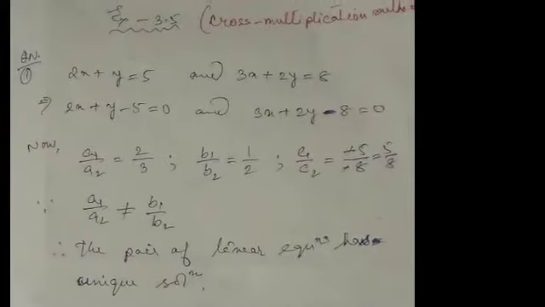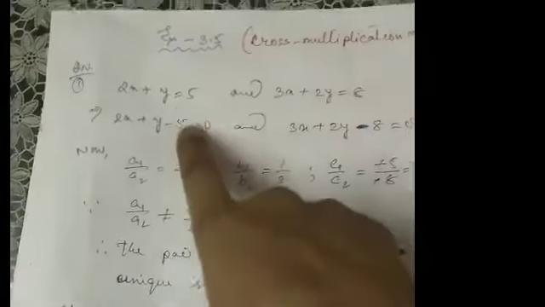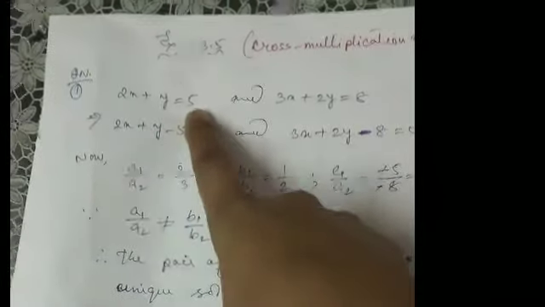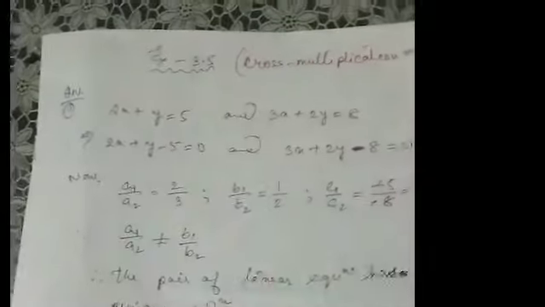I am explaining Exercise 3.5, one question only, by the cross multiplication method. When we do the cross multiplication method, if there is anything on the right hand side, it is to be shifted to the left hand side. In both the equations we have done this. Again, this is to be done.